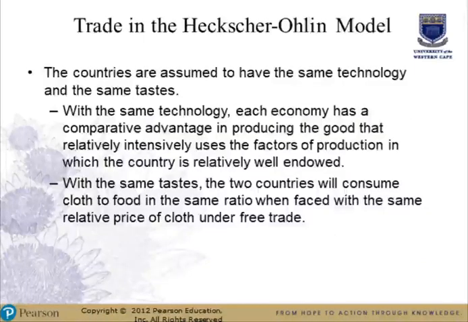Secondly, the two countries have the same technology, that is, a given amount of labor to capital ratio used in the production of either food or cloth yields the same output in both countries. Thirdly, both countries have the same taste and preferences, implying that the consumers will behave in the same manner given the prices of the goods in terms of their consumption patterns.